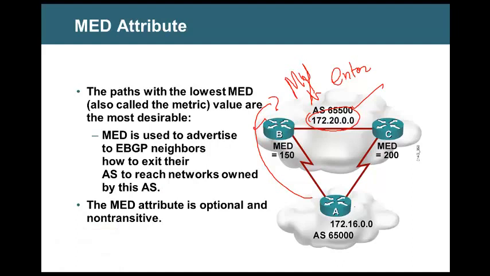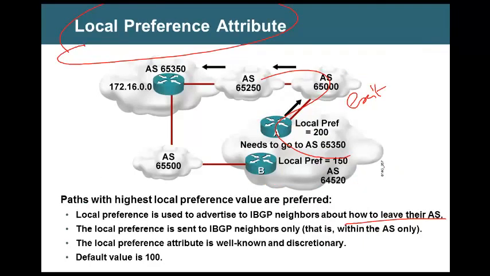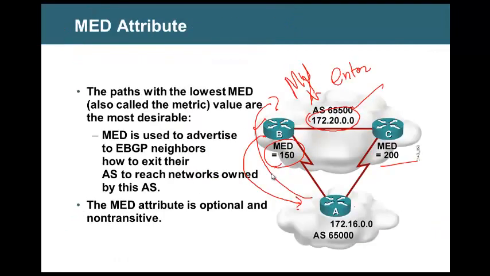Now what I do is I set a smaller MED value than the other one. So this influences the path chosen by the neighbor, meaning the eBGP neighbor, the external neighbor. Local preference is not going to influence the external neighbor. Local preference is local to the autonomous system, within the autonomous system only. Whereas this one tells the next autonomous system how they can come in.